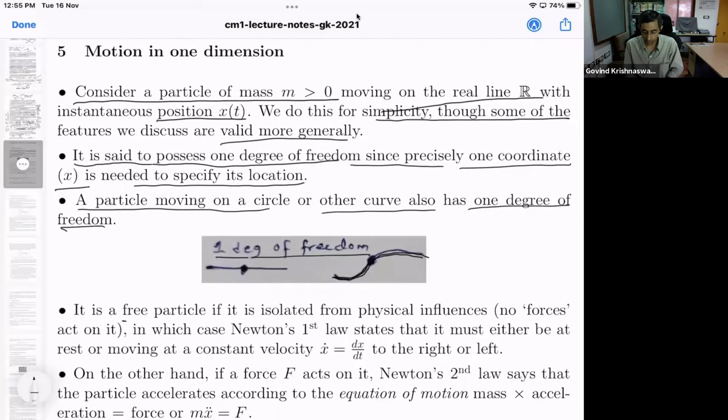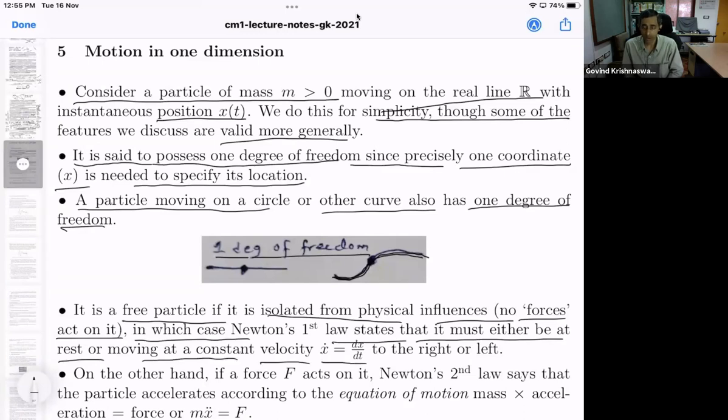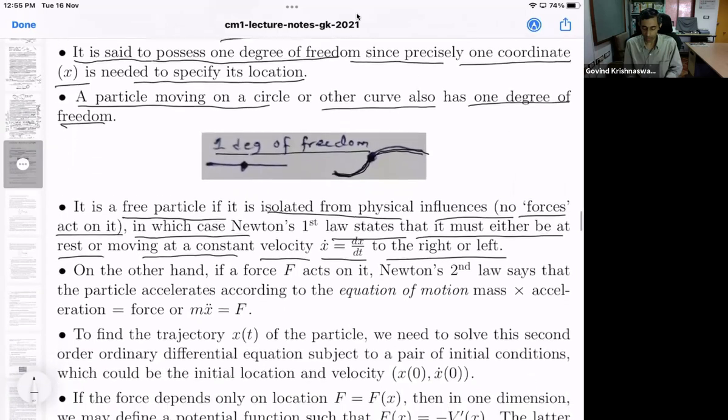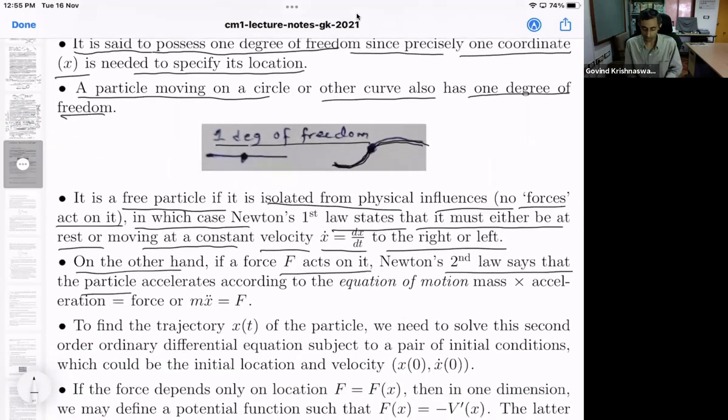Now we will call such a particle a free particle if it is isolated from physical influences. In other words, no forces act on it. This is all just a review of what you are well aware of. In this case, Newton's first law in an inertial frame states that it must either be at rest or moving at constant velocity, x dot. And this could be either towards the right or towards the left. On the other hand, if a force F acts on it, Newton's second law says that the particle accelerates according to the equation of motion, F is equal to m x double dot. So these are all standard things.